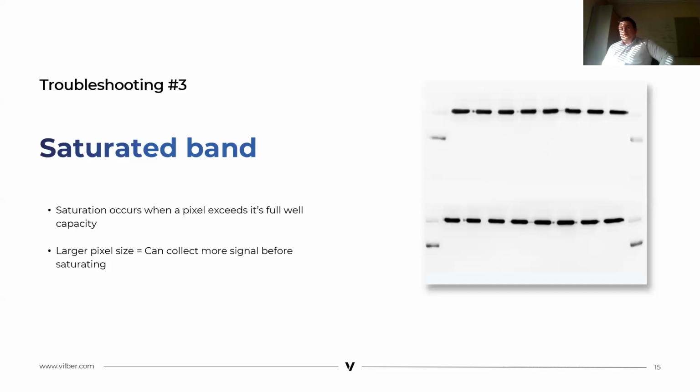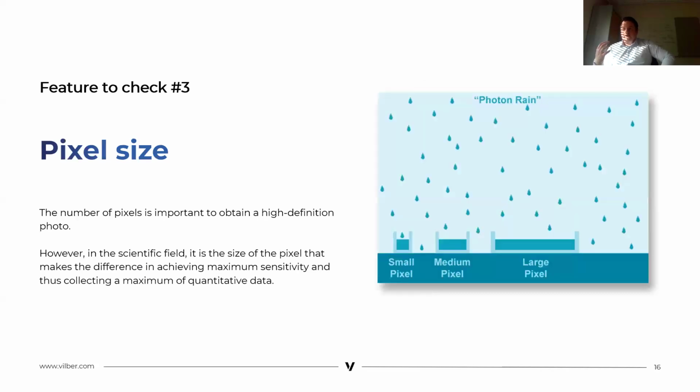In chemiluminescence, the third troubleshooting is saturated bands. Saturated bands happen when a pixel exceeds its full well capacity. For example, the gray level scale is between 0 and 65,000. A larger pixel can collect more signal before reaching saturation, which helps preserve image details. So the number of pixels is important for getting a high definition image.